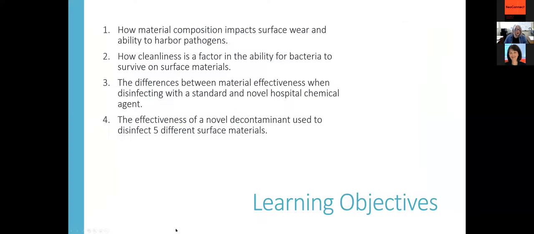All right, so our learning objectives today are how material composition impacts surface wear and ability to harbor pathogens, how cleanliness is a factor in the ability for bacteria to survive on surface materials, the difference between material effectiveness when disinfecting with a standard chemical agent and a novel chemical agent, and the effectiveness of the novel decontaminant used to disinfect five different surface materials.